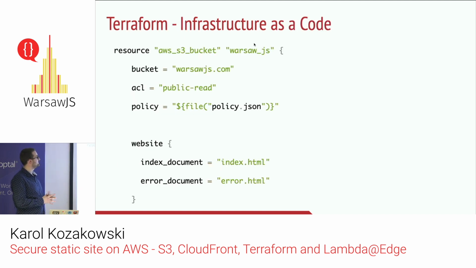So I will start with Terraform. As I said, it's an infrastructure as code tool that allows you to describe how your infrastructure should look, and you don't need to worry about underlying API calls and thinking about how you want to create all those resources. Just declare, this is how my infrastructure should look, and Terraform will take care of the rest. So in this case, we can, for example, say that we want to have an S3 bucket with the warsawjs.com name, files in that bucket should be publicly available, and you can enable hosting for that bucket.